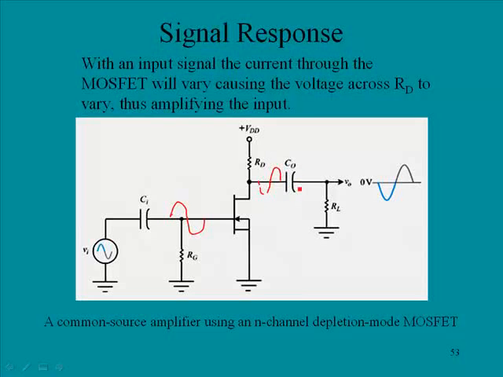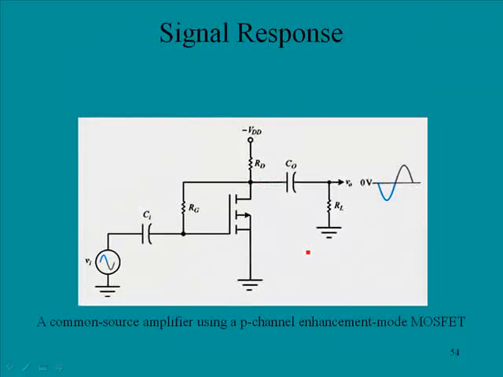Now, we have a coupling capacitor here. The coupling capacitor is here to simply remove the DC level, so that when it goes to the output, it is simply pure AC. This is a common source amplifier.